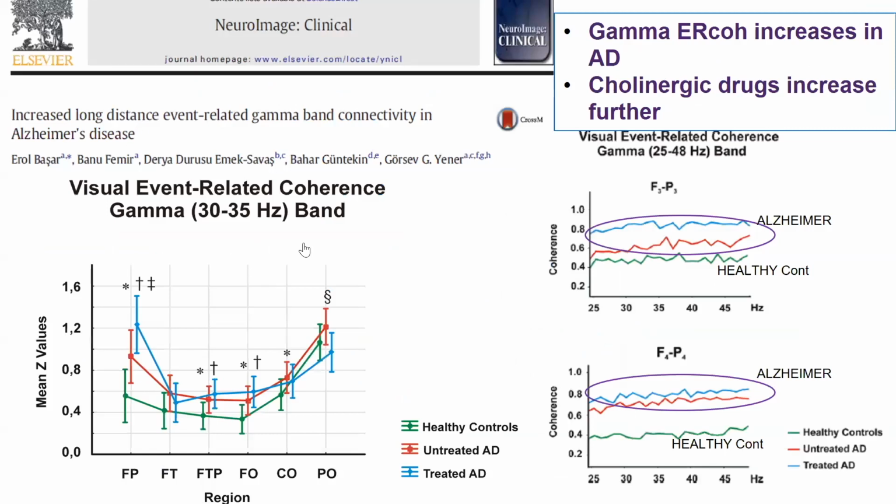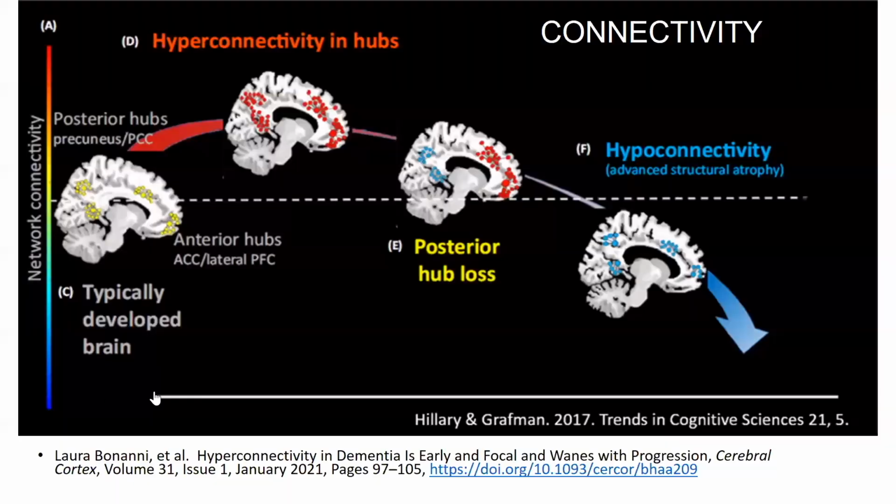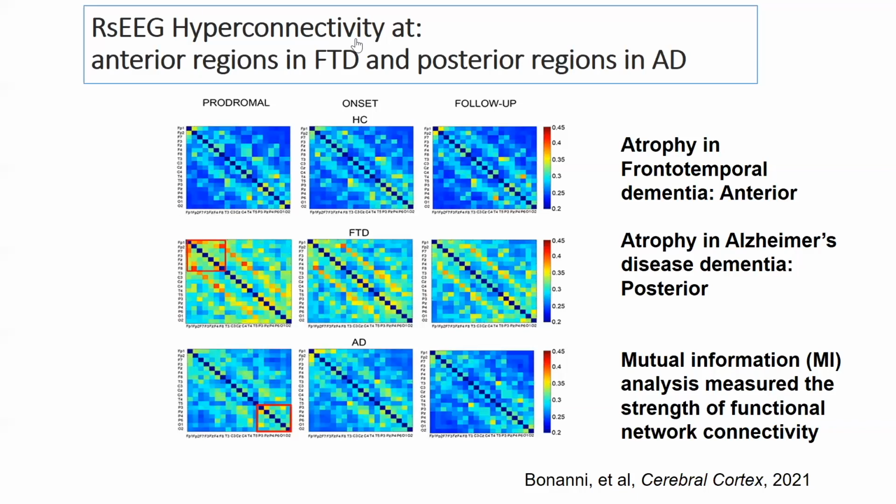In resting EEG, there are various studies showing that at the very early phase, hyperconnectivity occurs. This is a nice paper. Hyperconnectivity starts first, and then when neurodegeneration starts with advanced structural atrophy, connectivity is decreased. So this is Laura Bonanni's paper showing hyperconnectivity occurs at the very early phases of degenerative conditions, in anterior regions in FTD and posterior regions in AD.